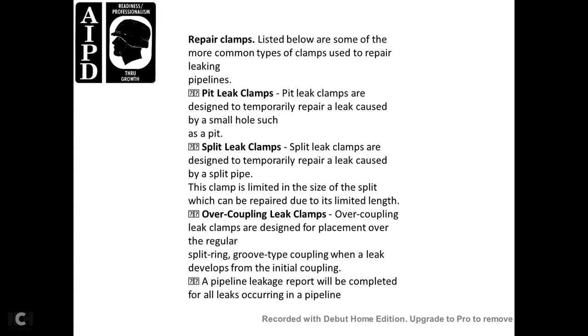Repair clamps. Listed below are some of the more common types of clamps used to repair leaks in the pipes. Pit leak clamps. Pit leak clamps are designed to temporarily repair a leak caused by a small hole, such as a pit. Split leak clamps. Split leak clamps are designed to temporarily repair a leak caused by a split pipe. The clamp is limited in the size of the split which can be repaired due to its limited length.